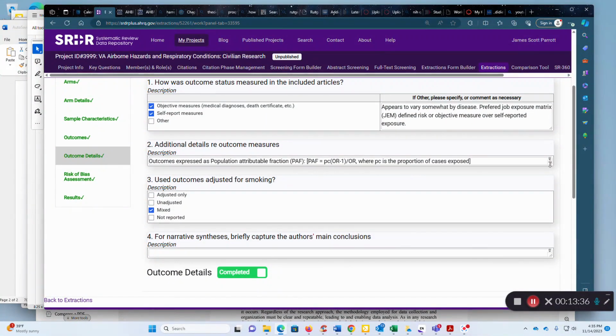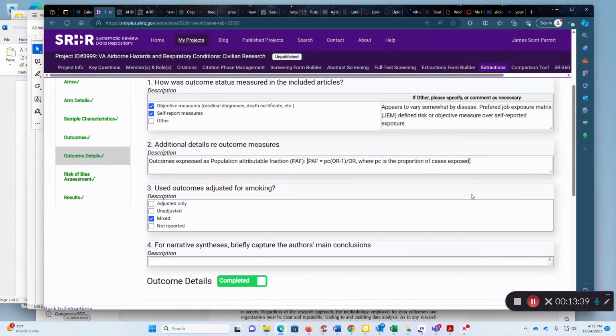Additional details regarding the outcome measure. Again, instead of reporting the odds ratio, which would be typical, they reported the population attributable fraction, and I just captured that formula right there. You can see it's derived from the odds ratio. And then, were outcomes adjusted for smoking? Again, I said here mixed, because for some outcomes, they were able to adjust for smoking. That is to say, look at only the studies that adjusted for smoking, and ignore the ones that didn't.